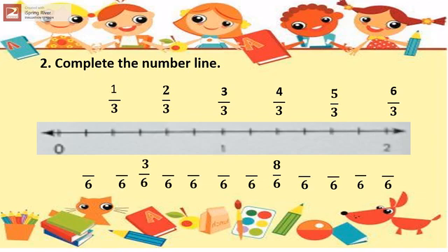So we have here 1, 2, we have the 4, 5, 6, 7, 9, after the 8, we have 10, we have 11, and we have 12. Now, our number line is complete.